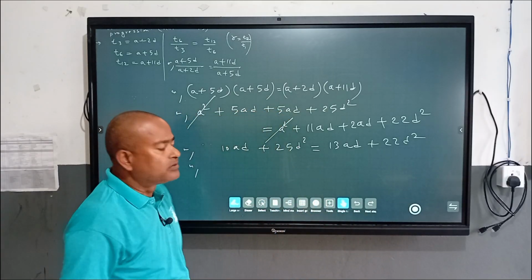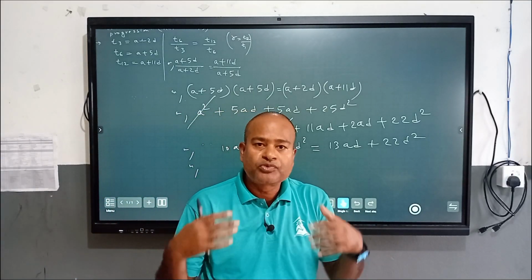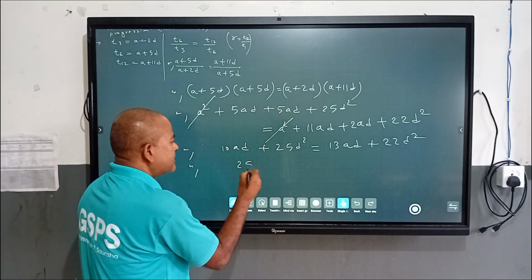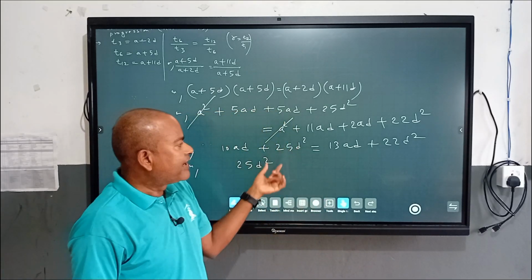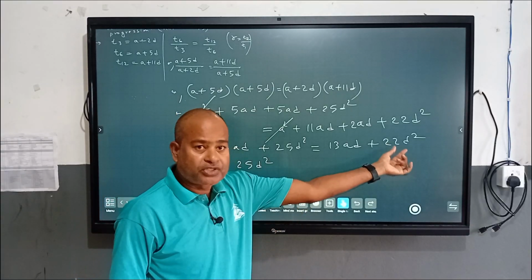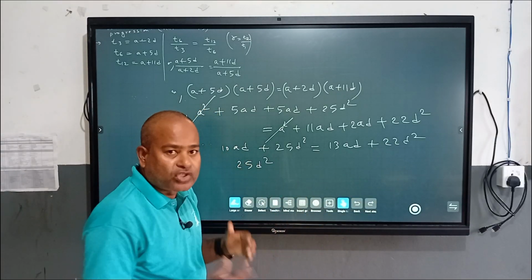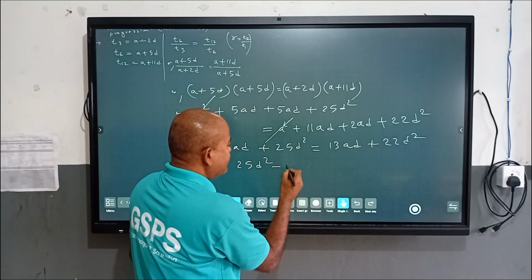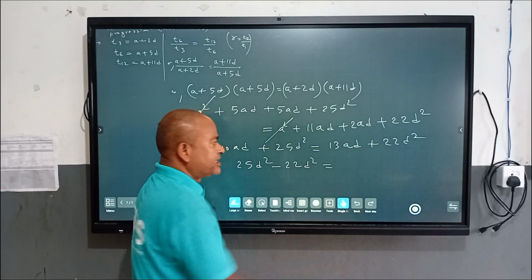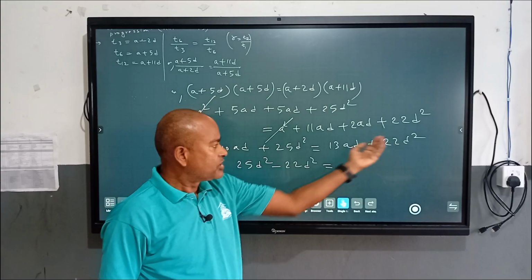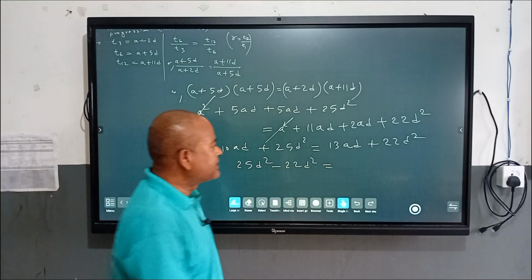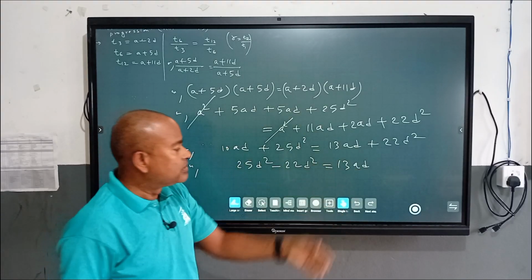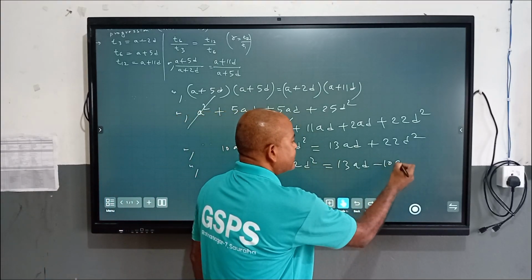So dear students, now the smaller terms will move towards the greater terms. So greater terms, we have 25d square as compared to 22d square. So keeping the like terms on the same side, 25d square minus 22d square. So we have shifted 22d square towards the left side. Now 13ad, 10ad moving to another side, we get minus 10ad.